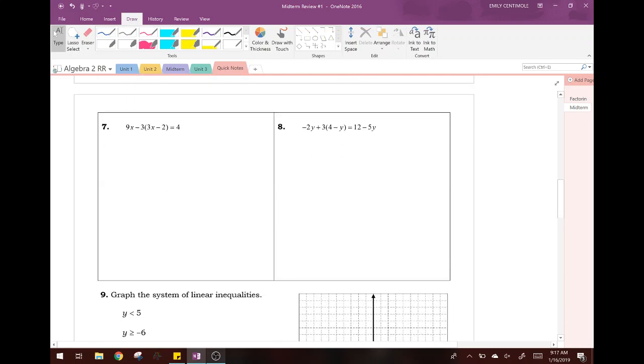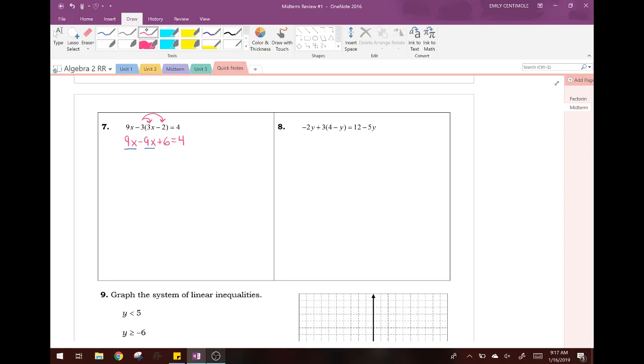Keep going with our solving. Again, this one looks very similar to number 6. I have to distribute first. I'm going to bring down the 9x, then I'll do the negative 3 times the 3x, which makes negative 9x. The negative 3 times the negative 2 will make positive 6. Remember, a negative times a negative makes a positive. I'm then going to combine my like terms.